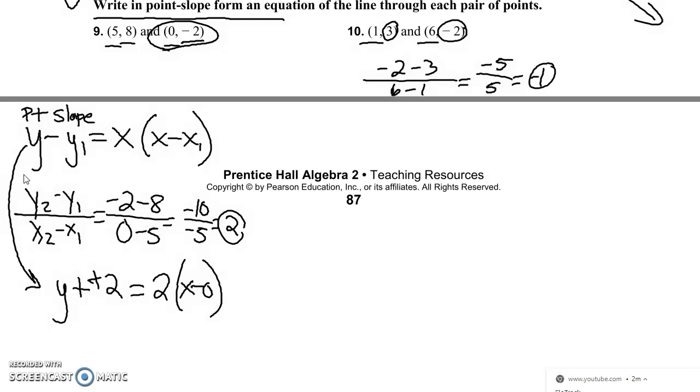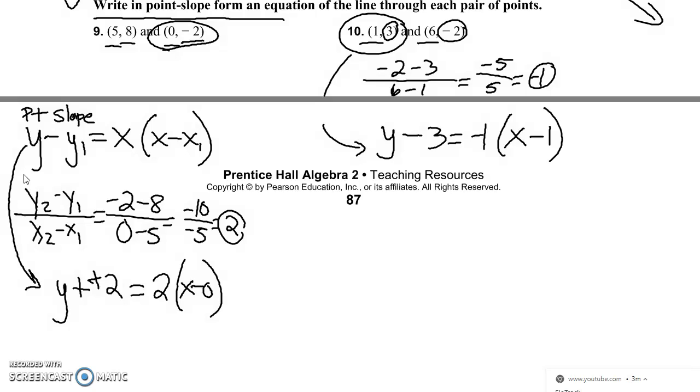Now we're going to choose the first point because these are a little smaller. So here we go. y minus y1, which is 3, equals our slope of negative 1, times x minus 1. That will be our point slope form right there. And that's correct. Any questions so far?